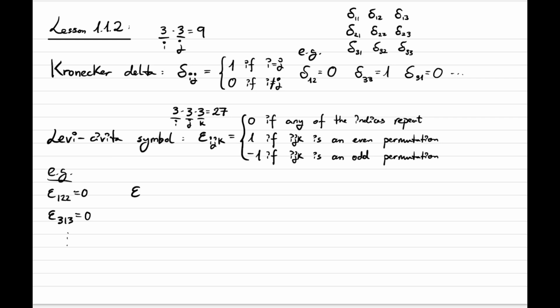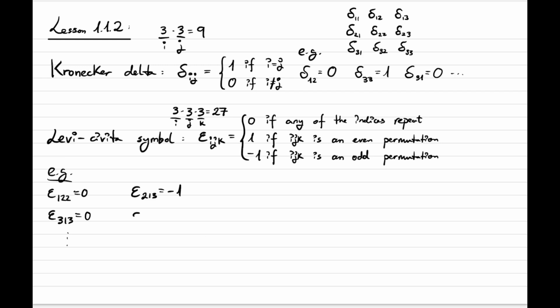So let's say we have epsilon 2, 1, 3. We can see that we swap one time the 1 with the 2, so it's an odd permutation. Or we can do the trick: 2, 1, 3, 2, 1, 3. We pick this one, for example, and we go to the left to read 1, 2, 3. So we are going to the left, so this is odd, and if it's an odd permutation, then it's -1.